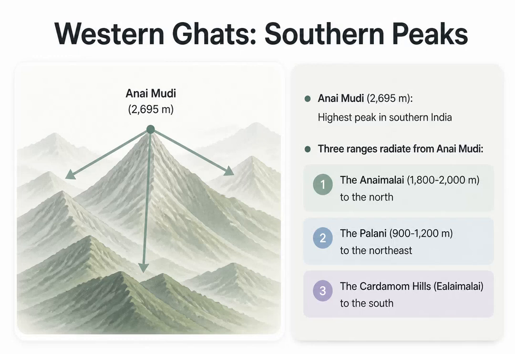the Mysore region. Within this southern section stands Anaimudi. At 2,695 meters, it is the highest peak in all of southern India. Anaimudi acts as a central topographical knot from which three distinct mountain ranges radiate in different directions. To the north, we have the Anaimalai Range. To the northeast, the Palani Hills extend towards Tamil Nadu. And stretching to the south are the Cardamom Hills, locally known as Malai, famous for their spice plantations.